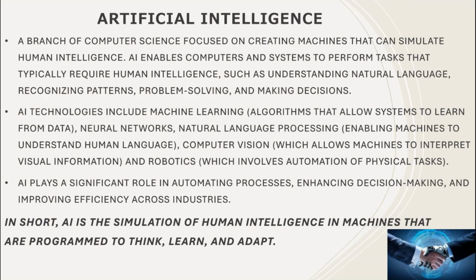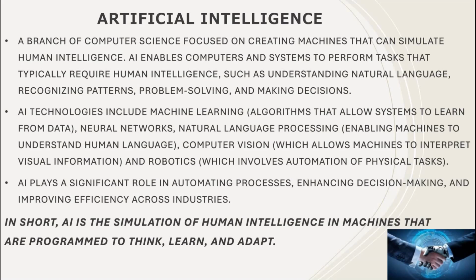Moving on to the second and final part of our lecture today, artificial intelligence. Now, you might have heard about this a lot, but it's important to understand it from a fundamental perspective. What is it? How does it impact organizations, businesses and societies? So artificial intelligence is a branch of computer science, basically the way computer programming works, focused on creating machines that can simulate human intelligence.